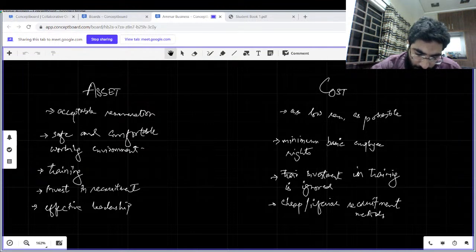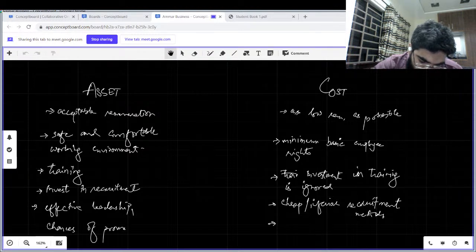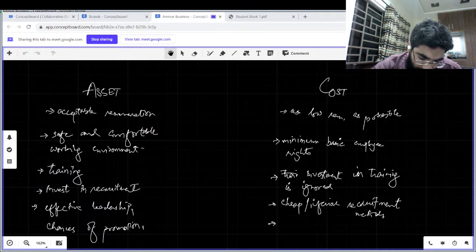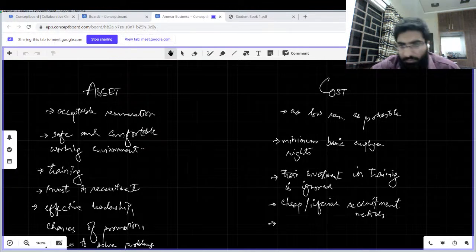You'll have effective leadership, you'll give them chances of promotion, and you'll give them chances to solve problems and be creative.